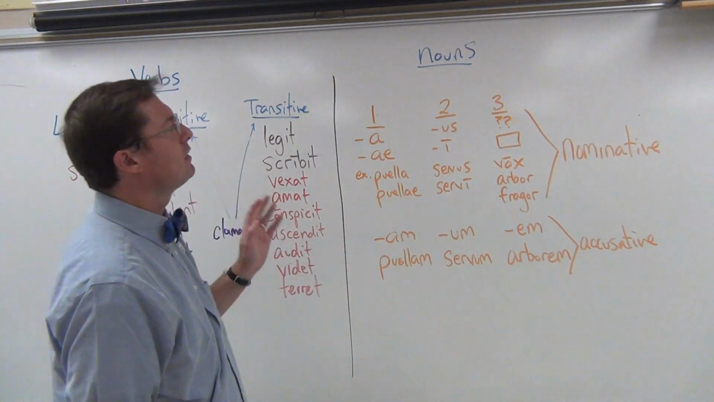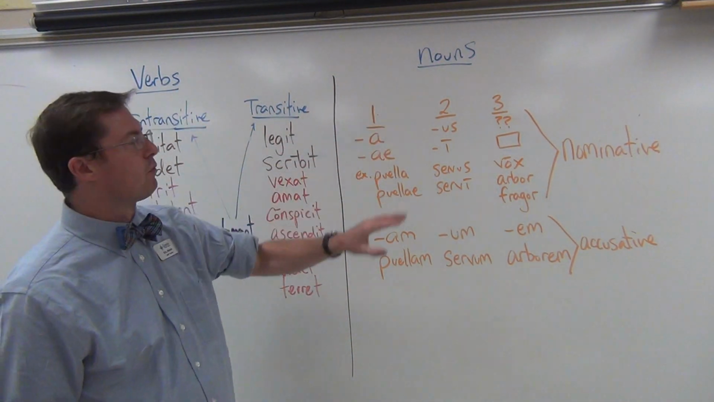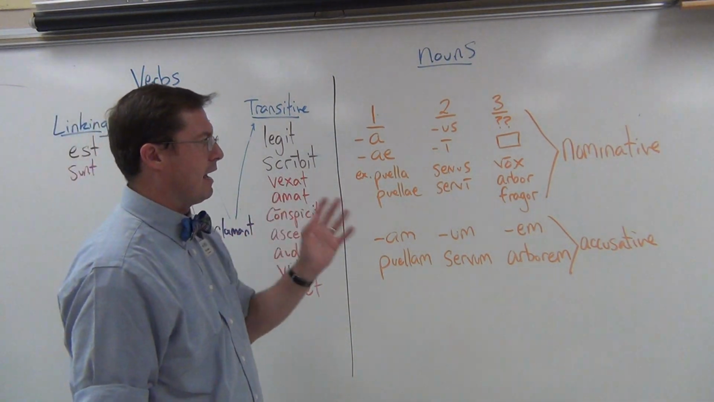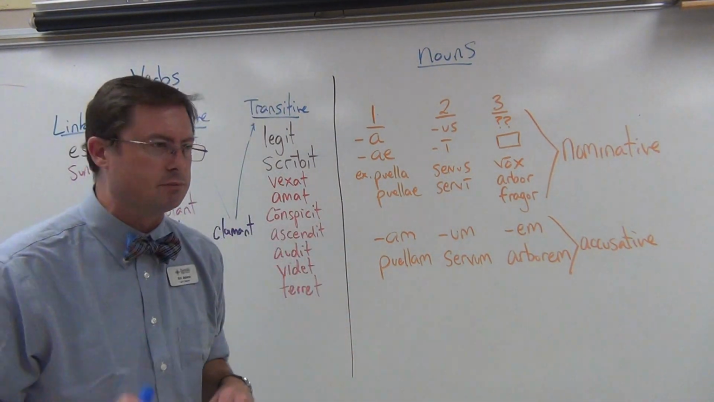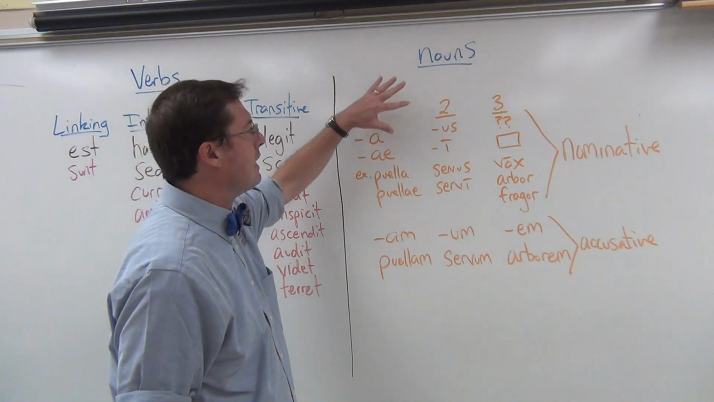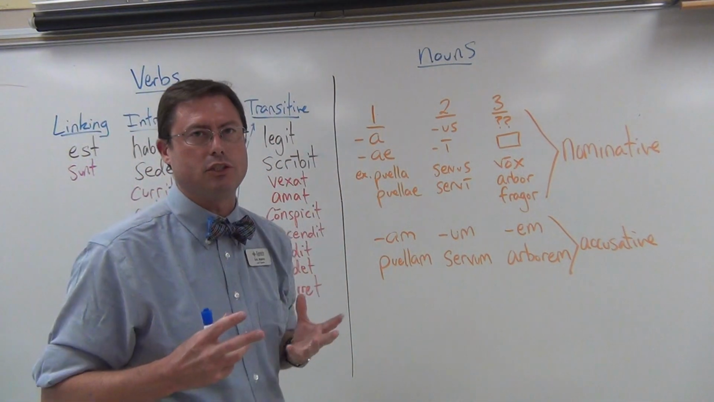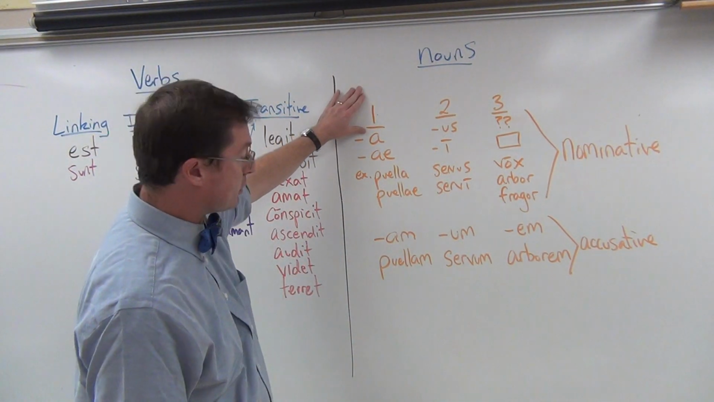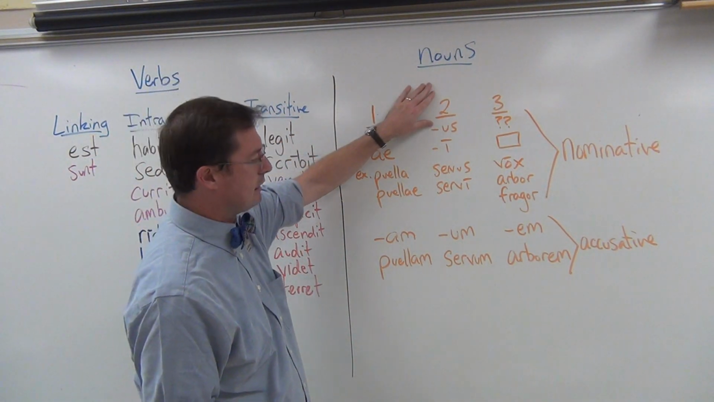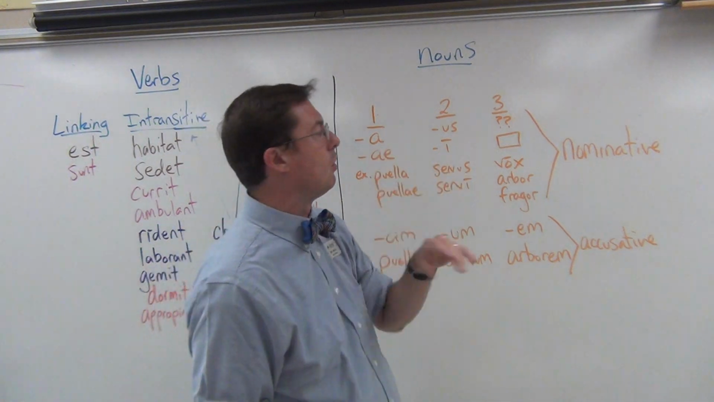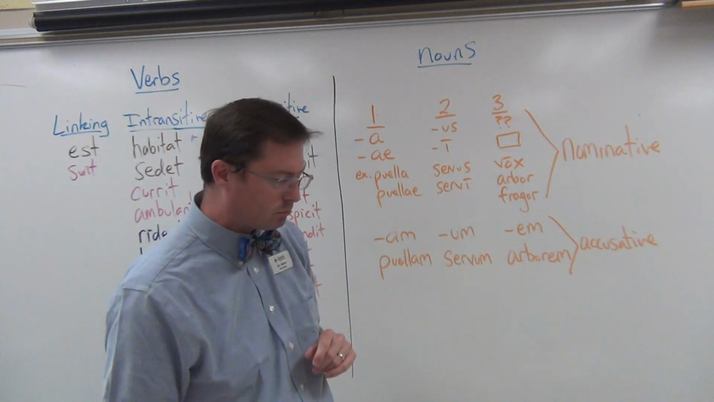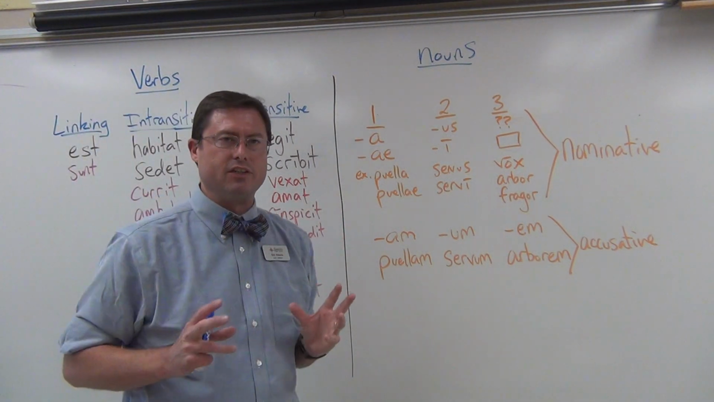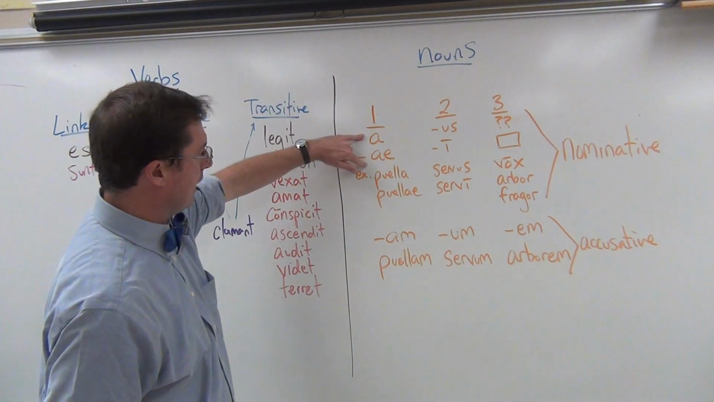Now, let's turn our attention to nouns on the right-hand side. So far, we have indeed seen nouns of three different varieties. These are what we call nouns of a particular declension. We have learned first declension nouns, second declension nouns, and we have encountered what are called third declension nouns.